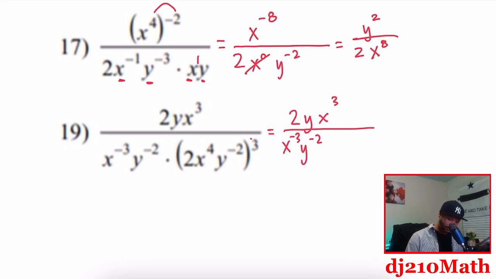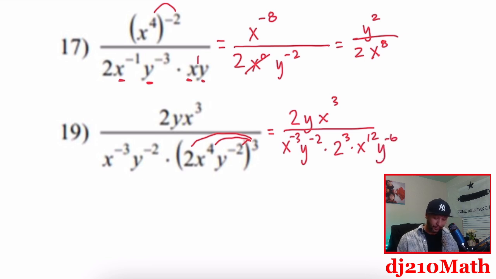However, this parentheses, we can. The 3 is going to apply to the 2, apply to the 4, apply to the negative 2. So this is going to be times 2 cubed, which, I get it, it's 8, but let's just leave it like that for the moment. And then x to the 12, because 4 times 3, y to the negative 6, because negative 2 times 3. All right.